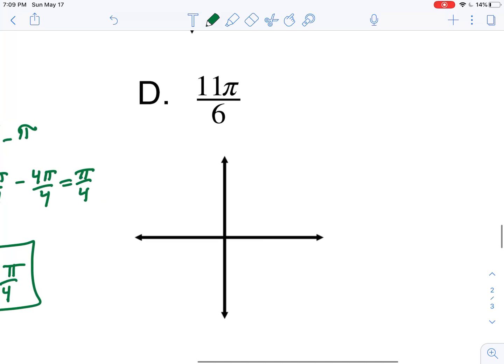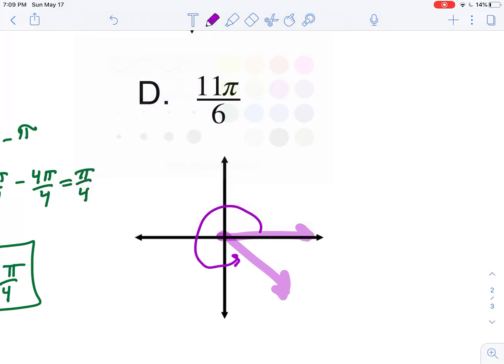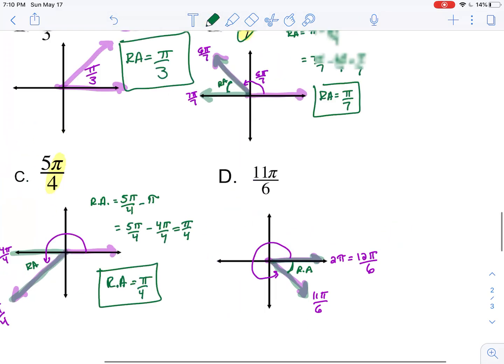Lastly, we have a fourth quadrant angle. This opens up in the positive direction. We come here. This is a fourth quadrant angle. I know that because this is 2 pi, and 2 pi can be written as 12 pi over 6. Well, 11 pi over 6 is a little less than 12 pi over 6, so it lies in the fourth quadrant. My reference angle is going to be the terminating side to the x-axis, so it lies in here.